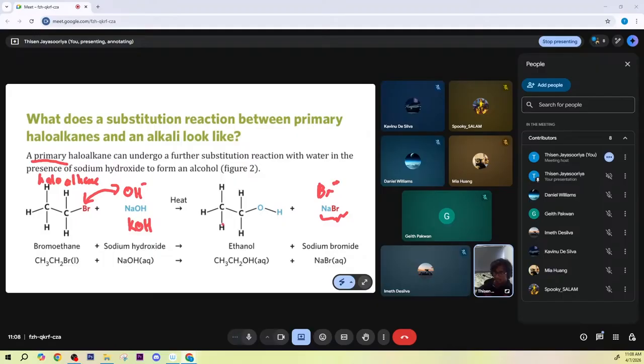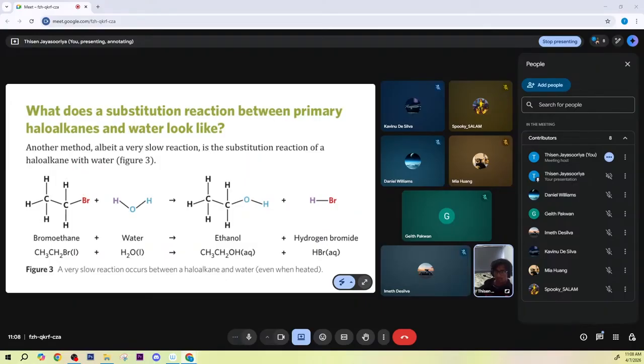Nothing. I'll move on then. This is another type of substitution. It's basically the same thing, though it won't produce the same product as our previous one, but this is a new one on the study design. Personally, it never came up on my exam and I haven't seen it on any past exams, but again it's a haloalkene, a primary haloalkene, reacting with water to produce ethanol and hydrogen bromide.